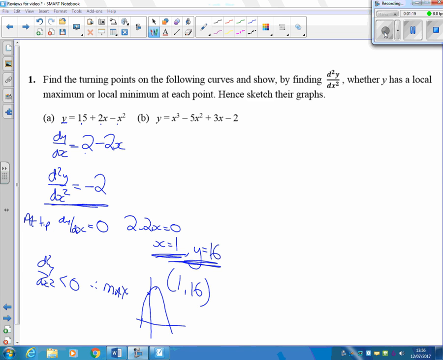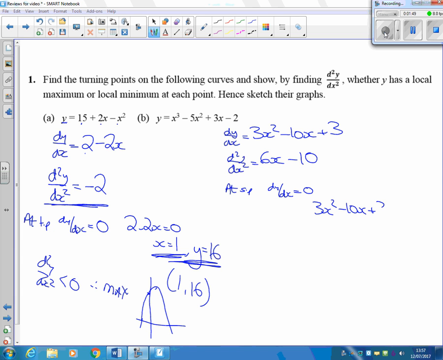For the second one, we have a cubic, so we're going to have 2 stationary points for this one here. So dy by dx is 3x squared minus 10x plus 3. And I'll do the second derivative at the same time. That gives me 6x take away 10. At the stationary point, or at the turning point, dy by dx is equal to 0. So I've got my quadratic 3x squared minus 10x plus 3 equals 0. Use your calculator or factorize that one there.